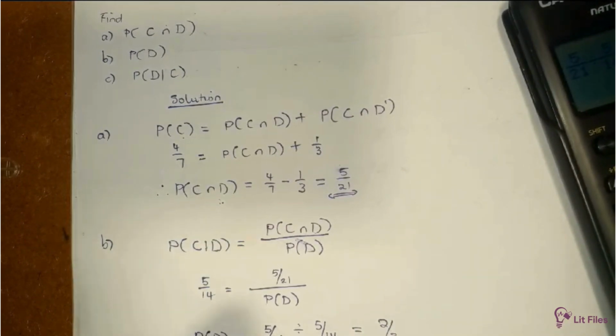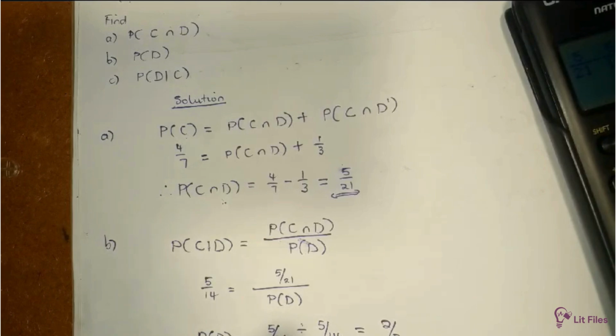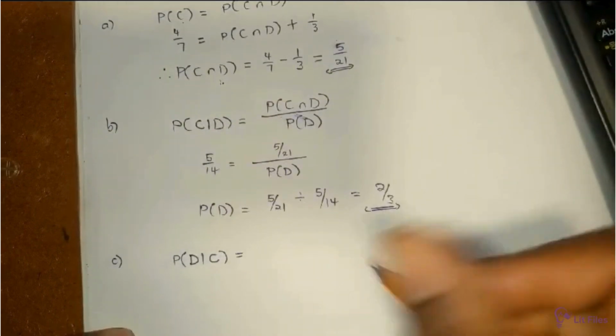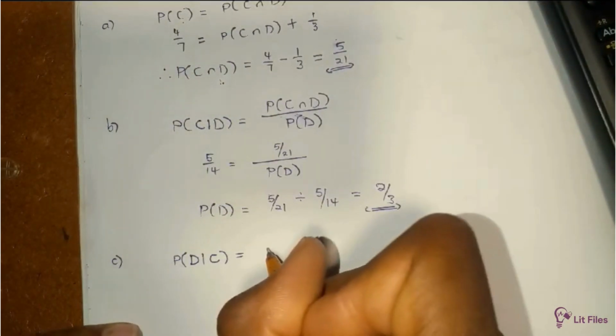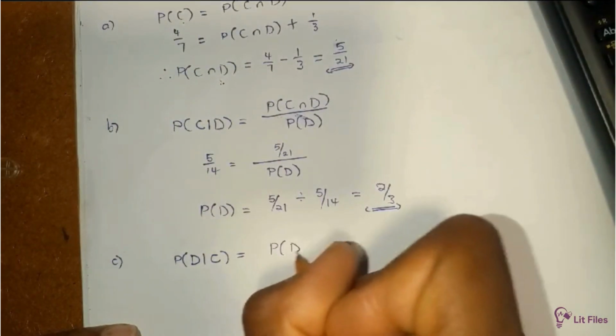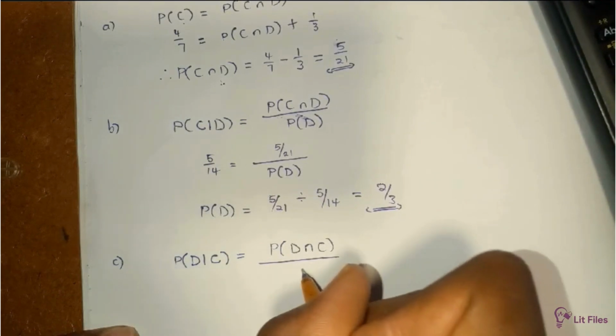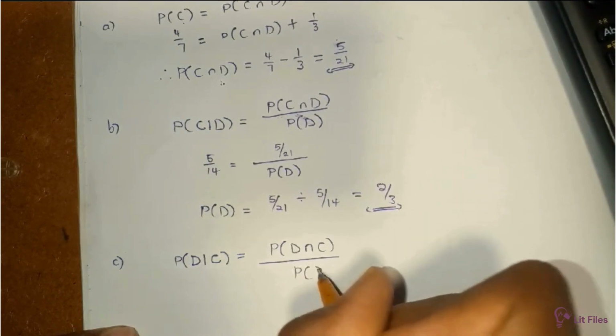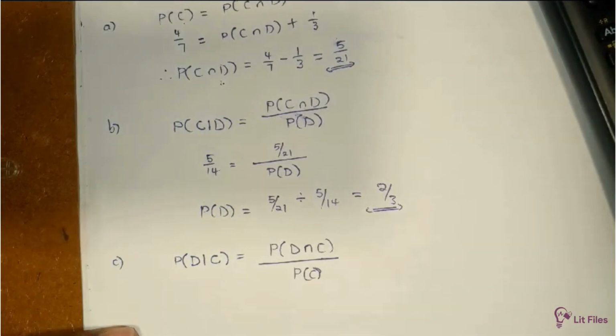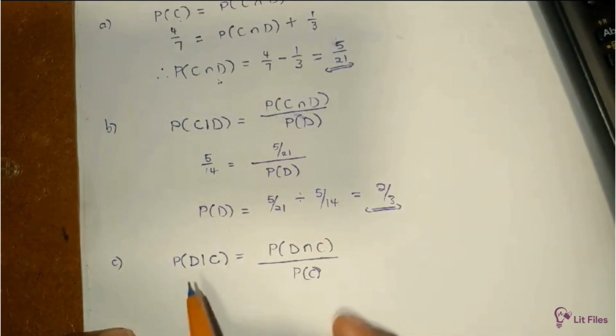Now for the last part, we have to look for the conditional probability that D occurs given that C has already taken place, right down here. So we need the probability of the intersection, and then we need the latter. The latter in this case is now event C. So we substitute.